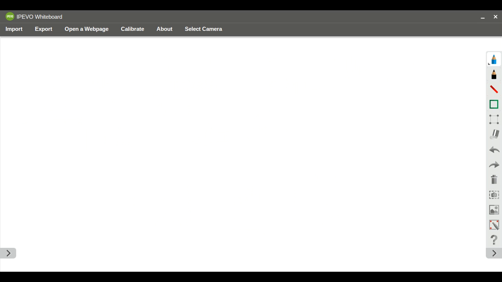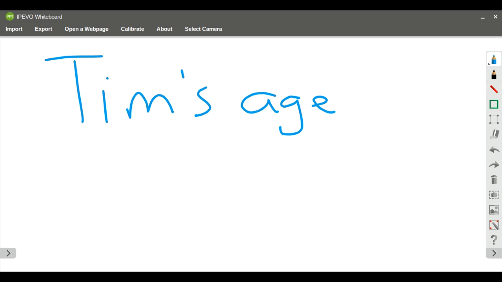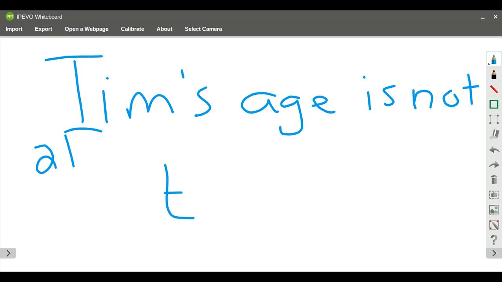Tim's age, T. So Tim's age, shame on me, let me capitalize that. Tim's age is not 21. Okay. So Tim, variable T, and 21, he is not 21. So it's not equal to. T is not equal to 21.